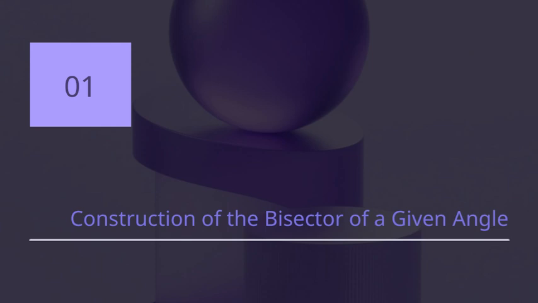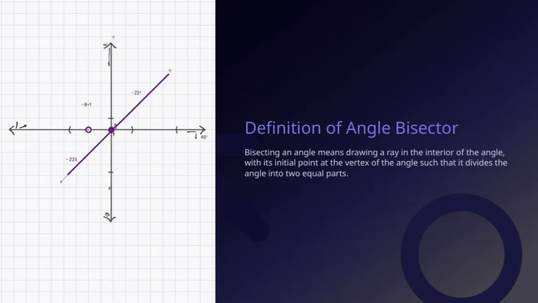The next step is to connect these points with a straight line, which will be the bisector. This line splits the original angle into two equal angles. Remember, the precision in constructing the arcs and connecting the points is crucial for an accurate bisector. This process not only sharpens your construction skills, but also deepens your understanding of angles and symmetry, which are central themes throughout this presentation. When we talk about bisecting an angle, we're referring to drawing a special kind of ray.